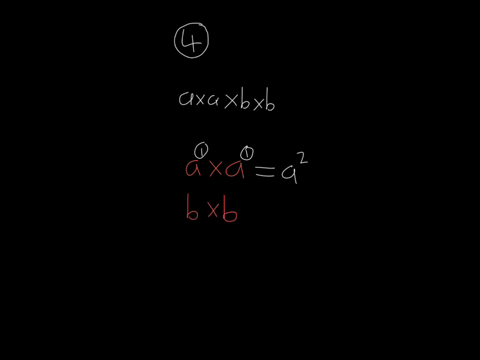We can apply the same rule for b times b, which will simply be b squared. Right, now, since we know that a times a is a squared and b times b is b squared, we've got that a times b will be a squared times b squared. And that is our final answer for question 4.